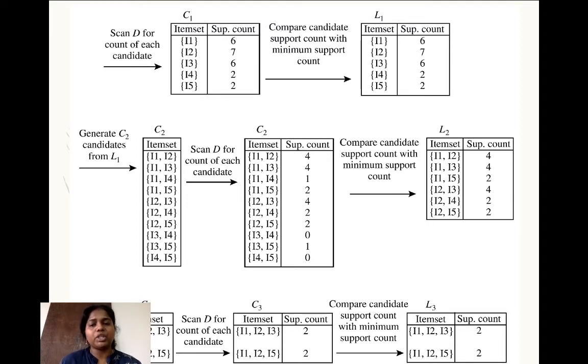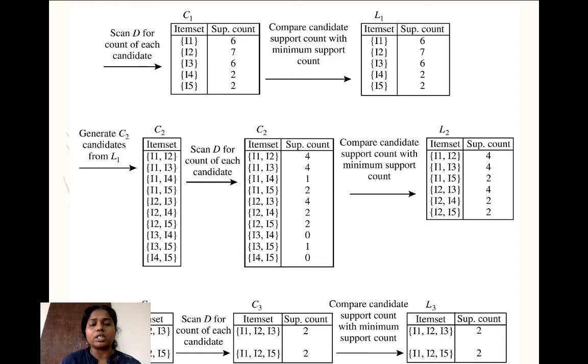Then from that we generate candidate two item set. And I generate all possible combinations. When I'm generating all possible combinations, I should make sure that individual elements in C2 are part of L1. That is the a priori principle. So I look back, because I1 to I5 are there in L1. I take in all the possible combinations in C2.